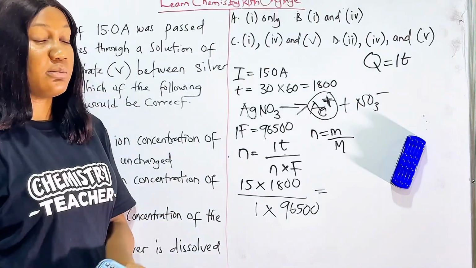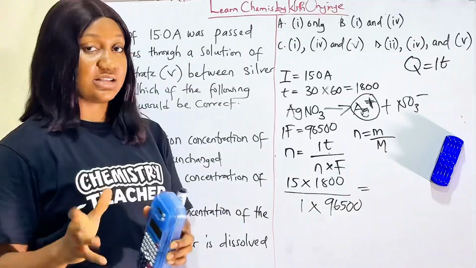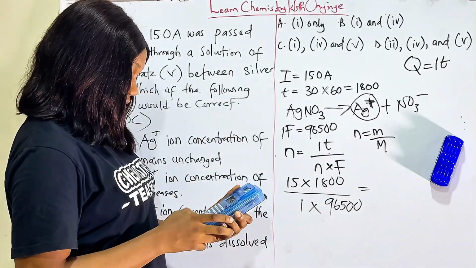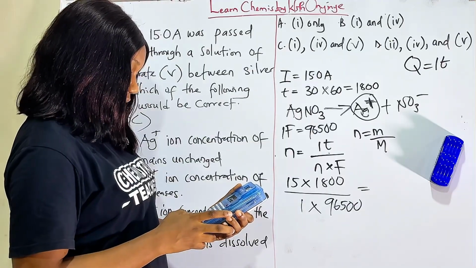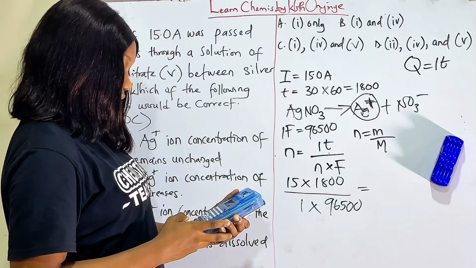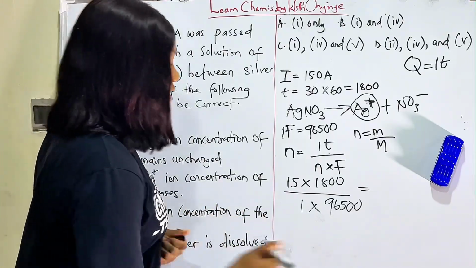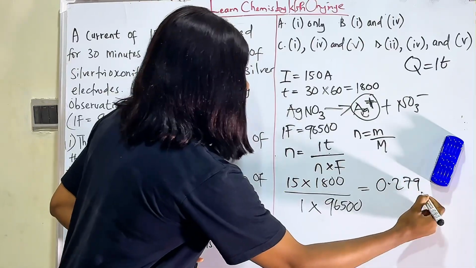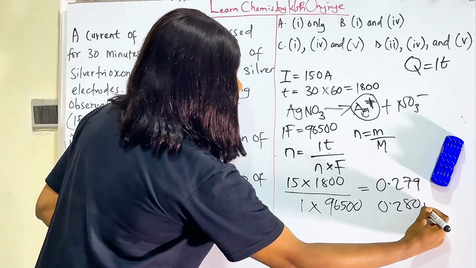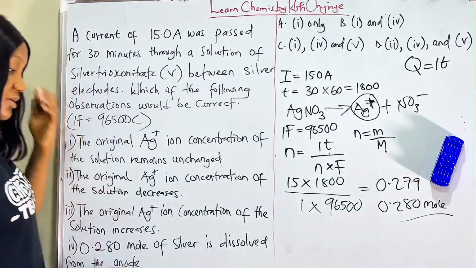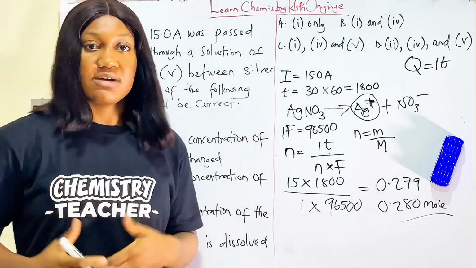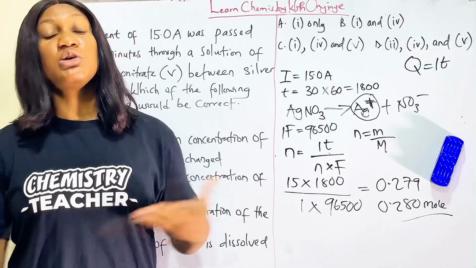The only time you have that ability is in your YF. But if you're going to write in Jamb or post-UME, you're not given that kind of opportunity. So we have 15 times 1,800 divided by 96,500, 0.279. And if you approximate this, you're going to get 0.280 mole. Now this has been sorted out. So 0.280 mole is correct. So 0.280 mole of silver did something there, but we don't know what it did.